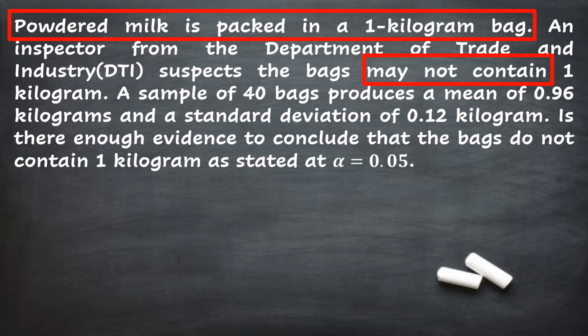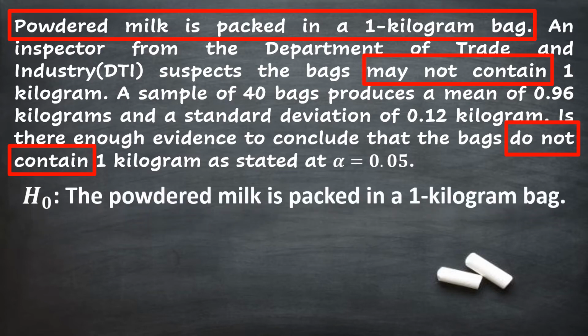Next sentence just talks about the numerical values for this word problem. So automatically, we disregard it first, since all we have to do is formulate the null and alternative hypotheses. Let's now proceed with the question part. Is there enough evidence to conclude that the bags do not contain 1 kilogram as stated at an alpha level equal to 0.05? You read that symbol as alpha level. So, we have a clue for this one too, the phrase do not contain.